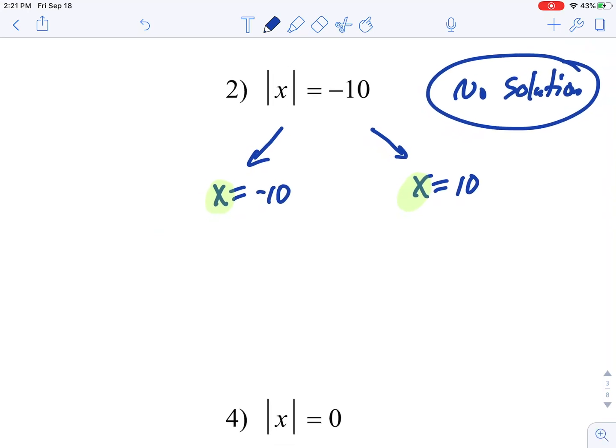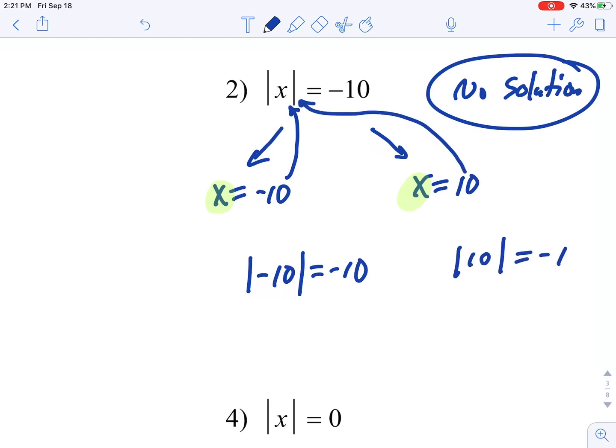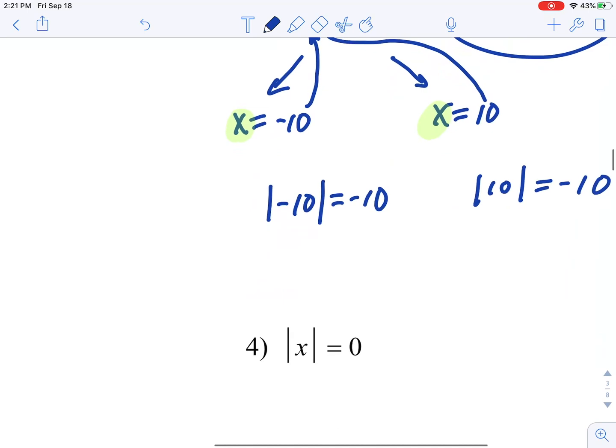Well, remember how equations work. When you get an answer, you should be able to plug it back in and check it. So absolute value of -10 equals -10? Plug this one back in and check it. +10, does that equal -10? Well, what do absolute value bars do to this negative sign? They make it go away. Does 10 equal -10? No, it doesn't.